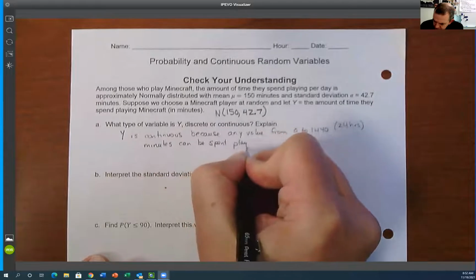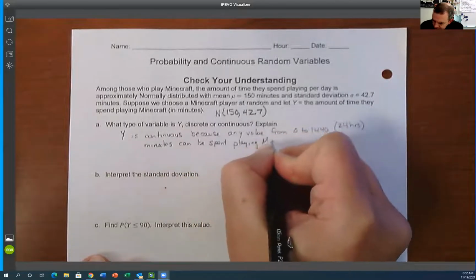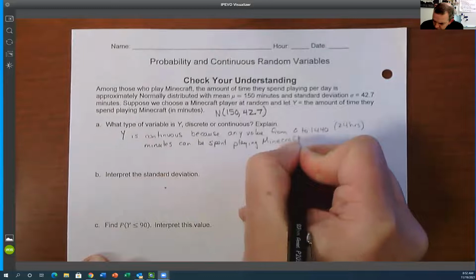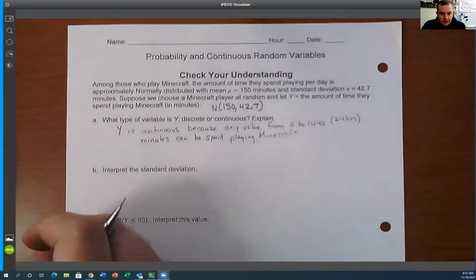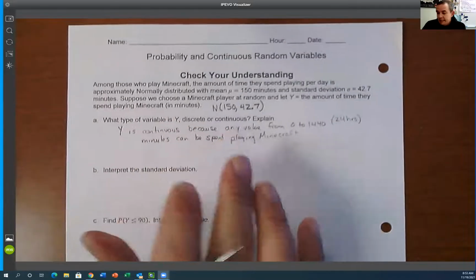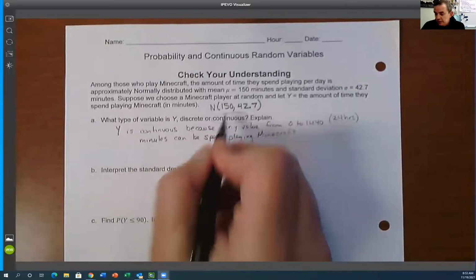So again, what you want to think about is this: a continuous variable is one where you can fall anywhere on the number line. So technically you could play 7.2 minutes, 8.1 minutes, 6.11112 minutes. You could play anywhere there. That's continuous. So that's why we call that a continuous variable.